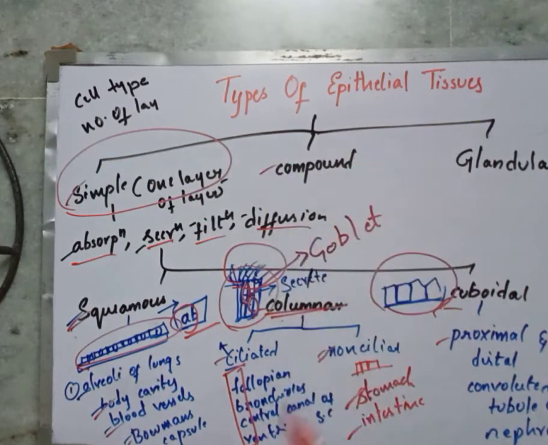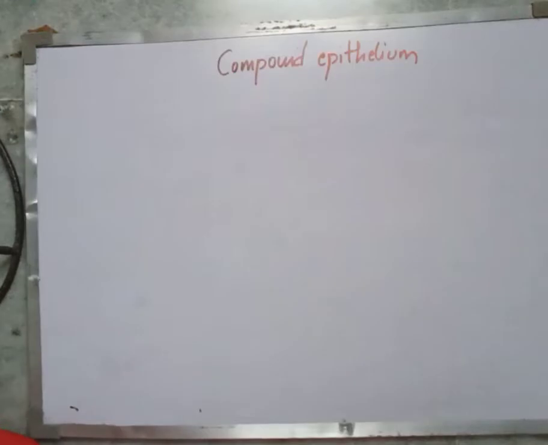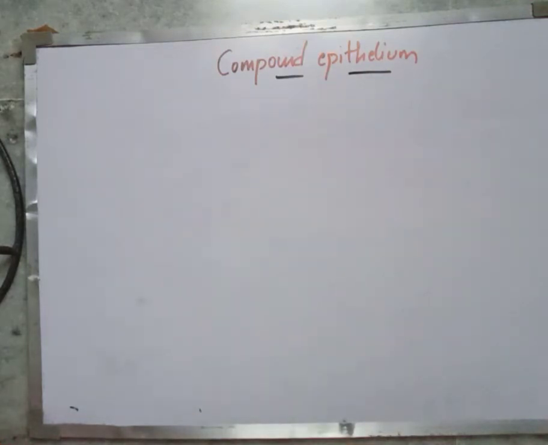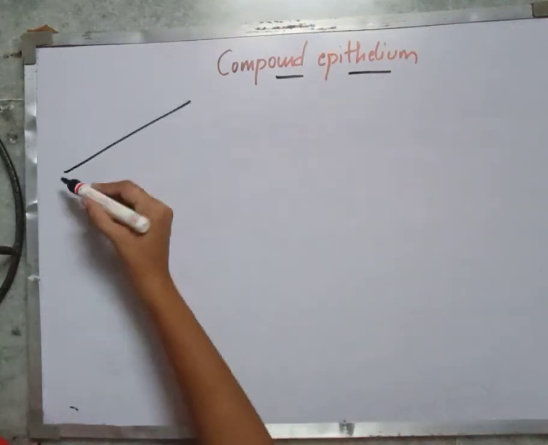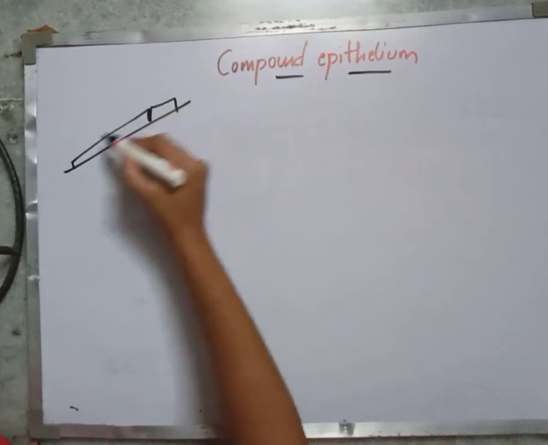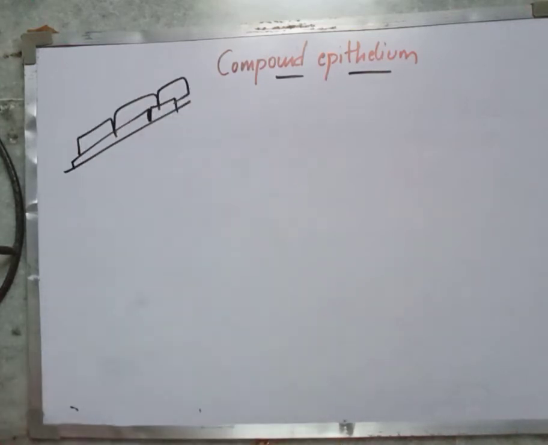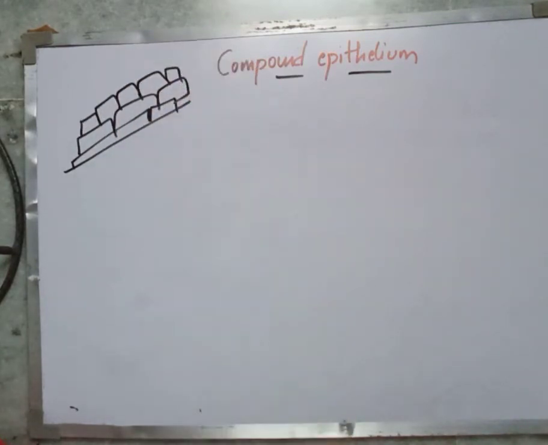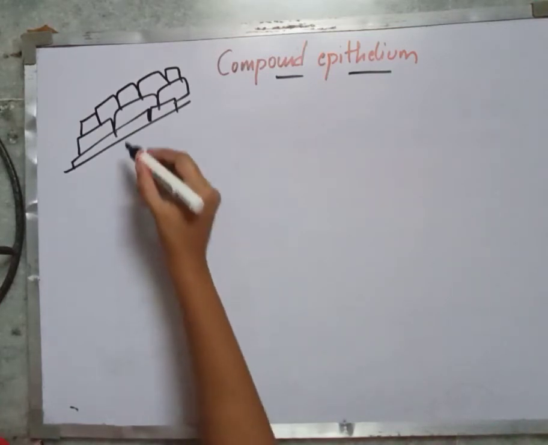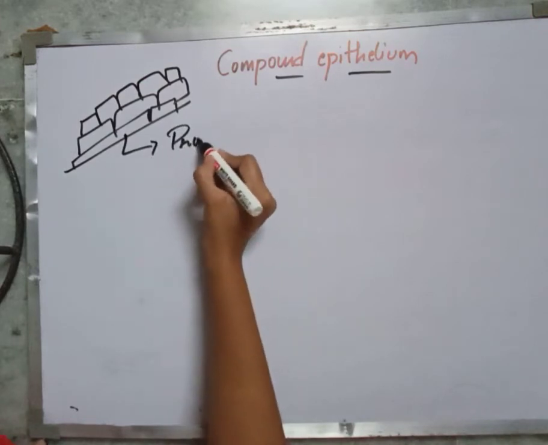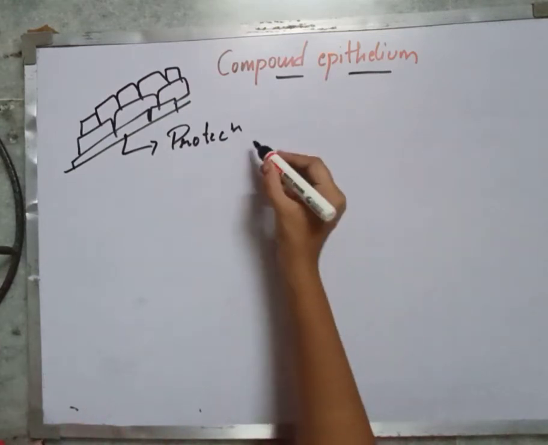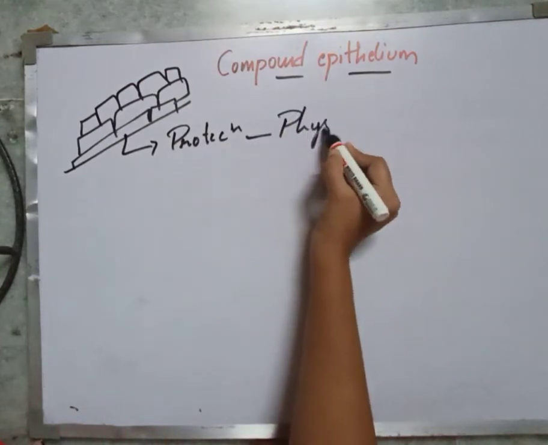So now let us learn about the compound epithelium. Compound epithelium means the epithelium contains more layers of cells. This is the basement membrane, and the cells are present in different layers. In simple epithelium only one layer of cells is present, and in compound epithelium many layers of cells are present. Hence this epithelium is useful for the protection of the body. As it contains more cell layers, it protects the body from physical and chemical stresses.